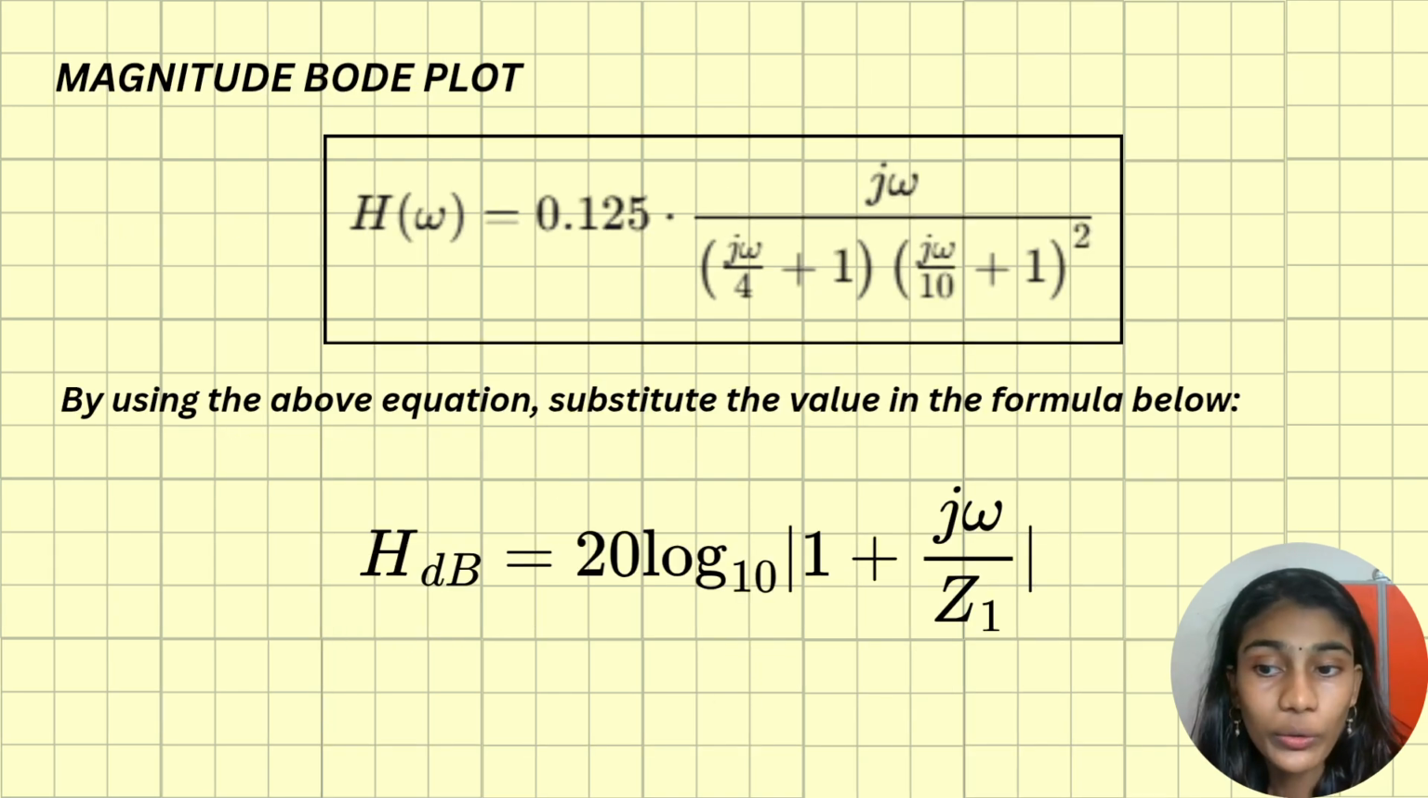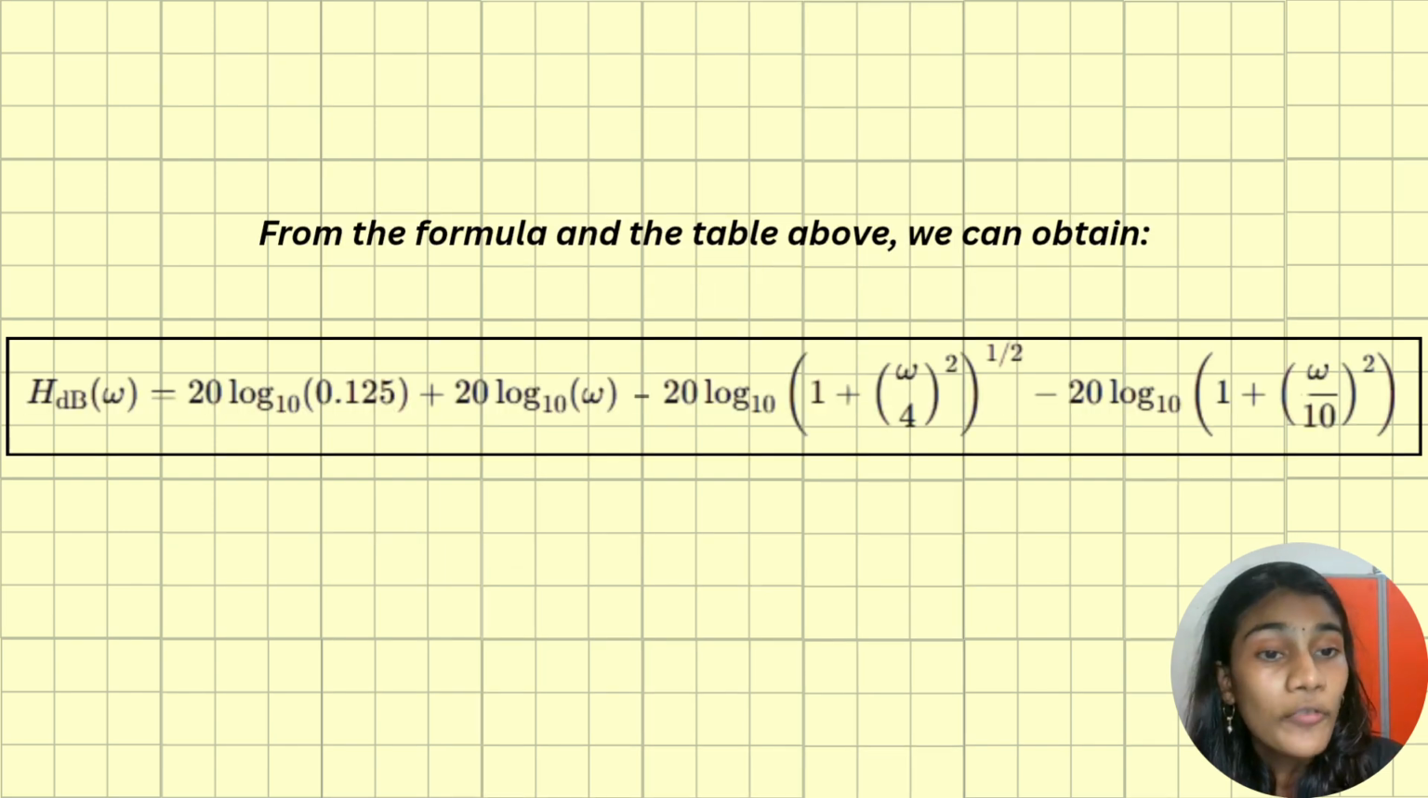Now we move on to the magnitude Bode plot. Using the transfer function, we substitute the values into the Bode formula and apply logarithm rules to simplify. By using the above equation, we need to substitute the values into the formula below. From the formula and table above, we can obtain the final equation for the magnitude Bode plot.